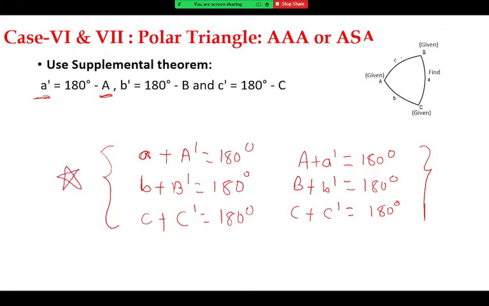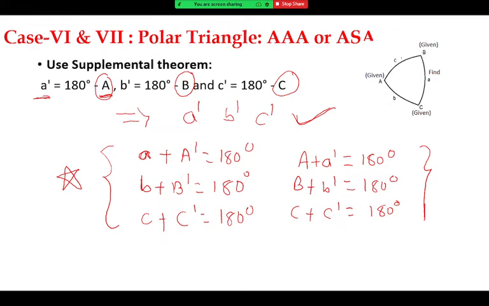What happens now? See, capital ABC is known to us. So capital A is given, capital B is given, capital C is given. So indirectly, now we know we have the values of A dash, B dash and C dash. And what are these small A dash, B dash, C dash? What do they represent? Side. Side of the polar triangle. Yes, correct. They are sides of the polar triangle. Now, if we know all the three sides of the polar triangle, can we solve the problem?